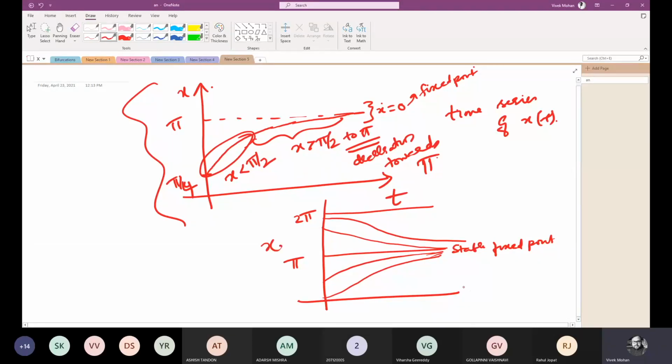This is your x, and this is your t. Now we are starting from different initial conditions and finally settle down at some fixed point which is stable.